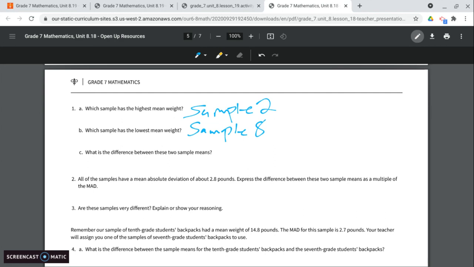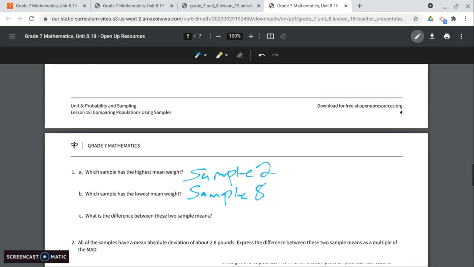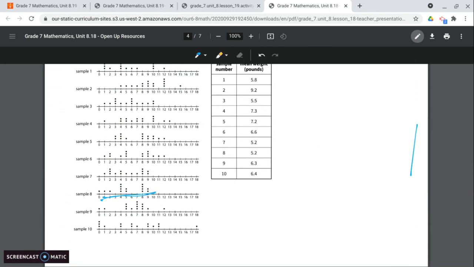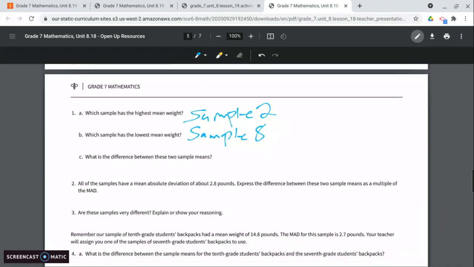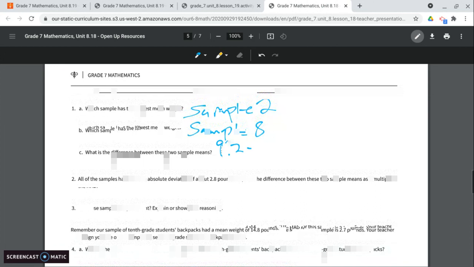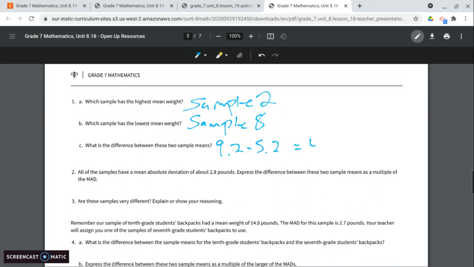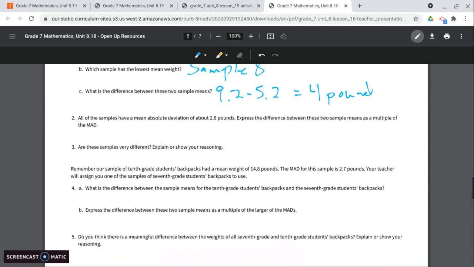So what's the difference between these two sample means? Well, if we calculated these, adding up all of our points in here and dividing by how many there are, the 10, we'd get 9.2, whereas this one is 5.2. So 9.2 minus 5.2 is going to give us a 4-pound difference. So pretty significant difference. All of the samples have a mean absolute deviation of about 2.8.